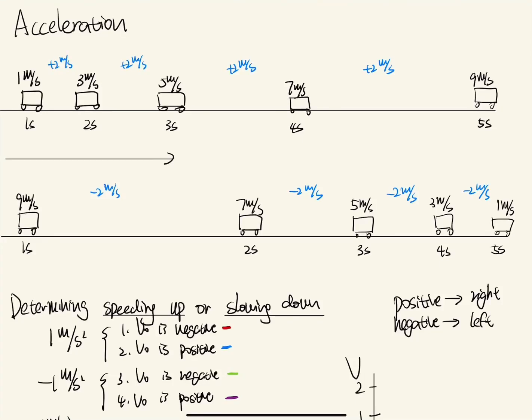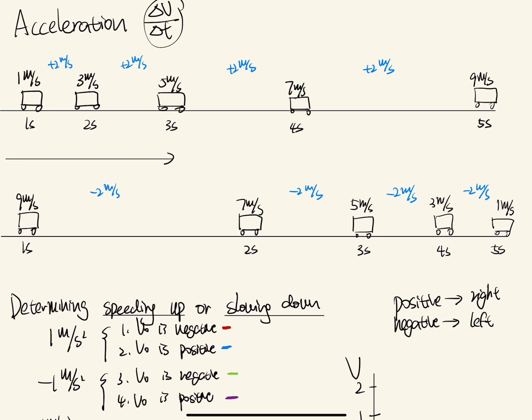Last video we learned the VT graph, so in this video we're going to work on acceleration and the AT graph. First of all, the definition of acceleration is the rate velocity changes, or change in velocity over changing time.